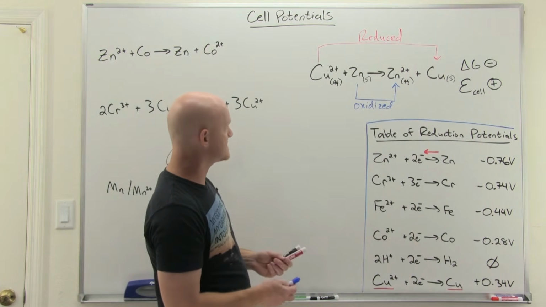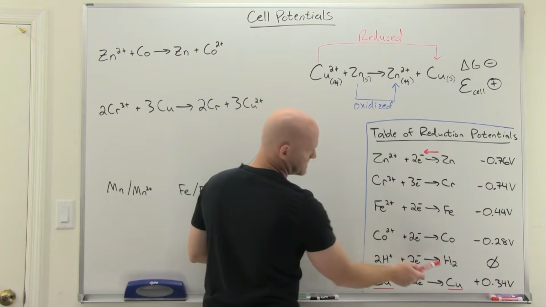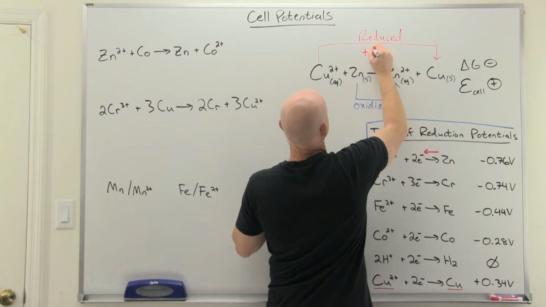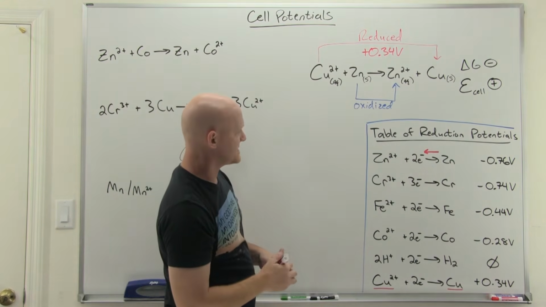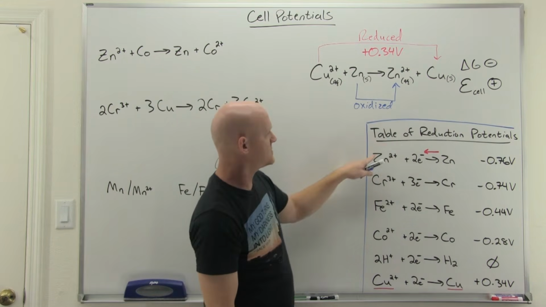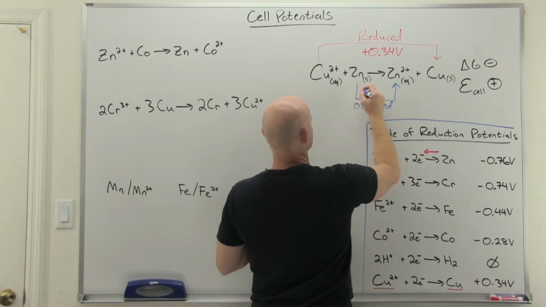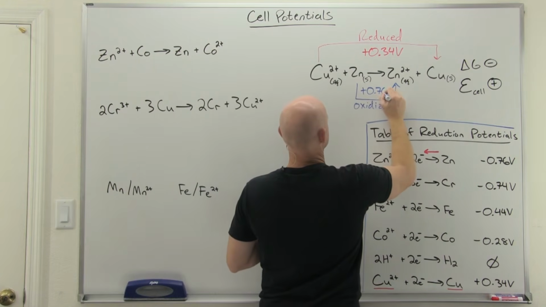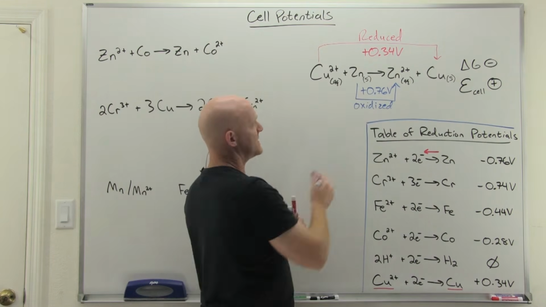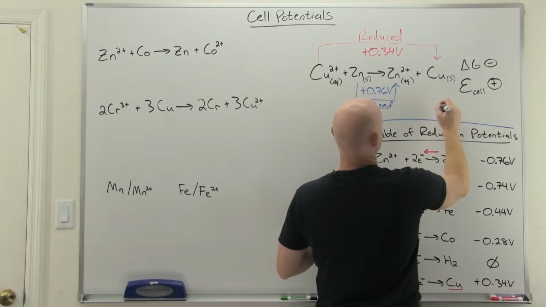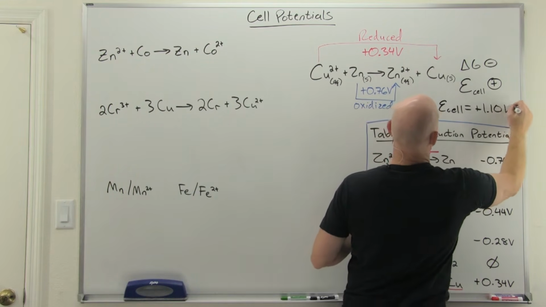If we again take a look at copper, copper 2+ to copper, written as a reduction just like it shows up in the table, that's positive 0.34 volts. But for the zinc, going from zinc to zinc 2+, instead of negative 0.76 volts, it's going to be positive 0.76 volts. Then we can just add these two numbers together, and 0.76 plus 0.34 gets us an E cell of positive 1.10 volts.